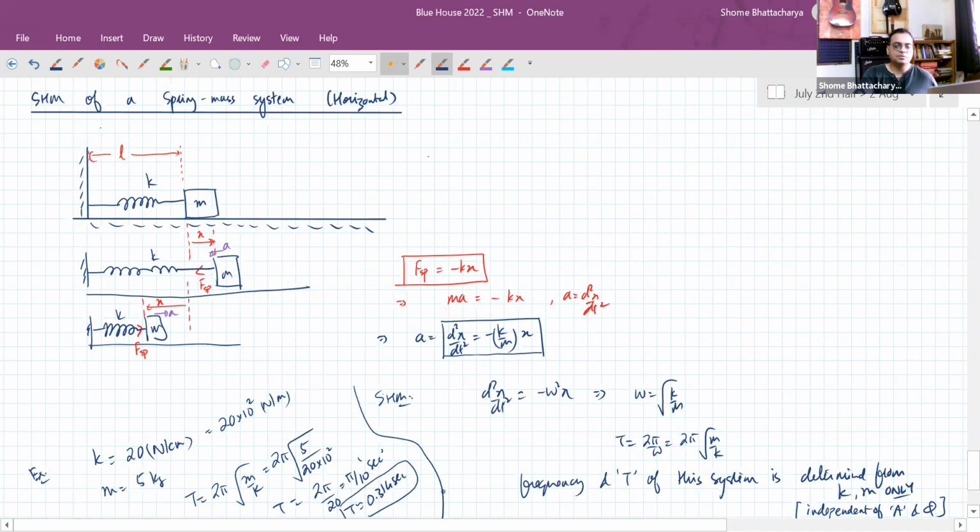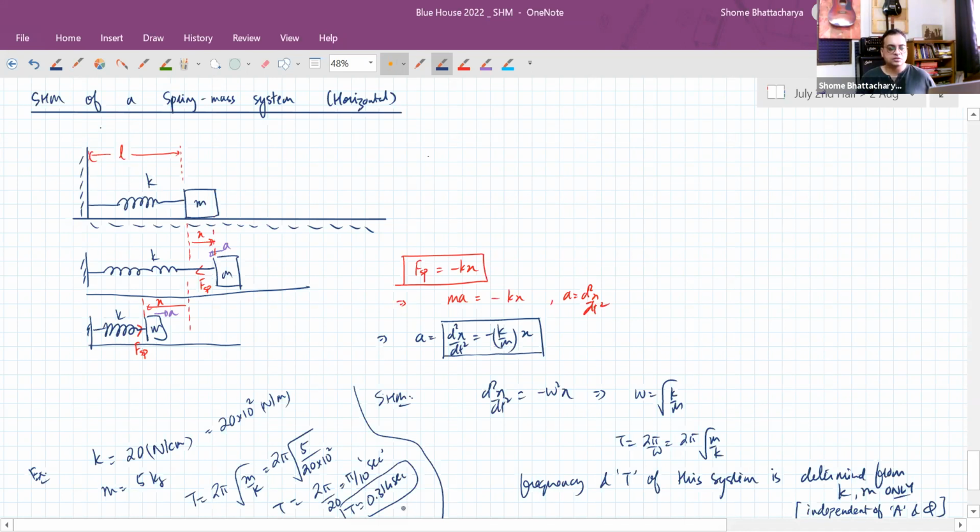Whether it's oscillating with an amplitude of 1 centimeter or 2 centimeters, it will not affect the time period with which it oscillates. The time period is only determined by the spring constant and the mass of the block, which you can see are the fundamental physical properties of the system. One is the elasticity of the spring of the system, and the other is the inertia of the block. So these two fundamental physical attributes determine how fast the block is oscillating, or what frequency it is oscillating.